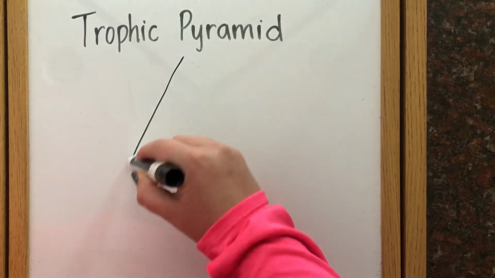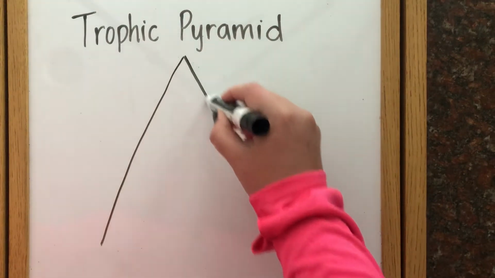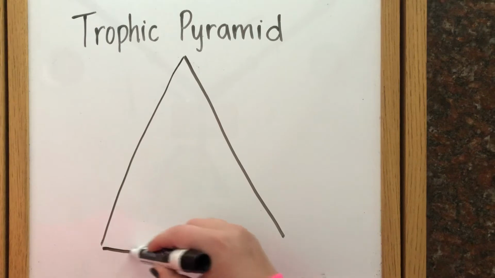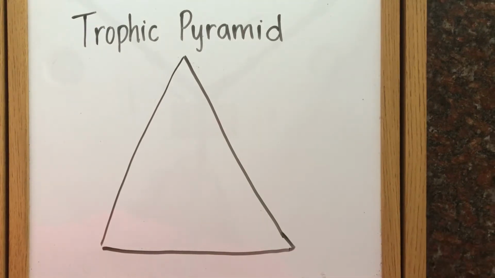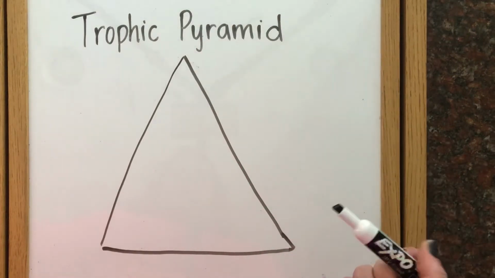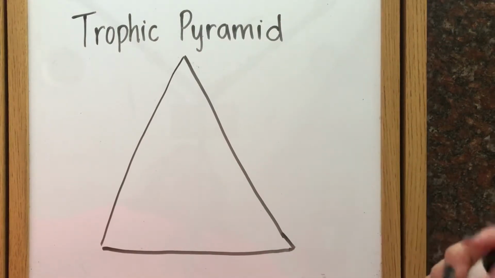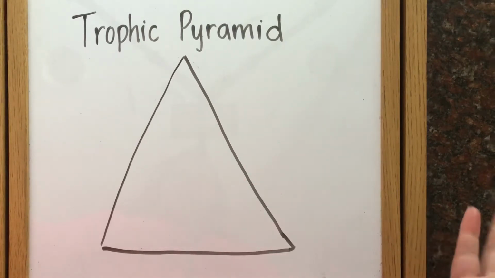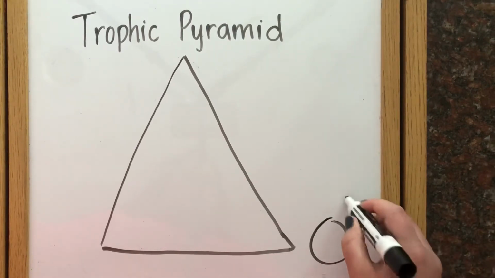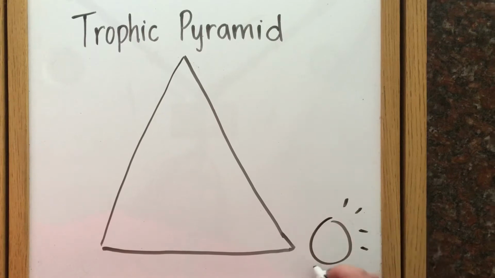So I'm going to draw a pyramid, and you should draw this in your notes as well. The pyramid is just the shape of how we're going to organize it, kind of like a food pyramid, but this is more for the entire ecosystem rather than for a human. And all energy, like we learned yesterday, starts with the sun. Because the sun is not an organism, I'm not going to put it within the pyramid, but I'm going to put it down at the bottom because that's where the energy starts.